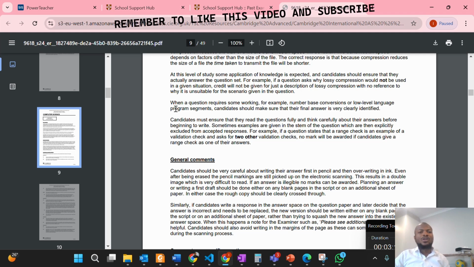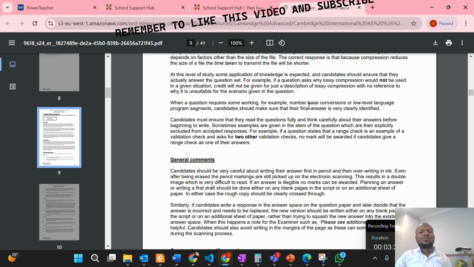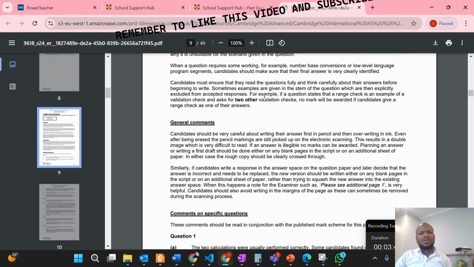When the question requires some workings, for example number-based conversion or a low-level language program segment, candidates should make sure that their final answer is clearly identified. So when you're asked to show your working, make sure you show your working and make sure your final answer is different from your working. Candidates must ensure that they read the question fully and think carefully about their answers before beginning to write.